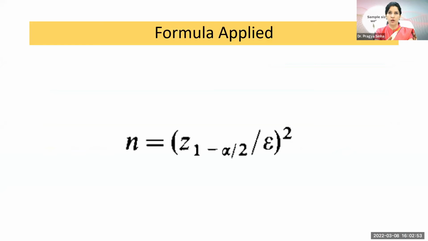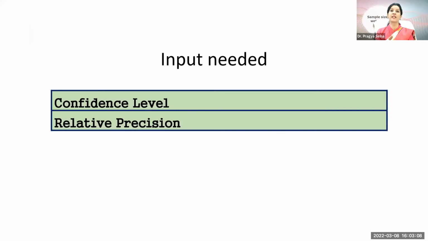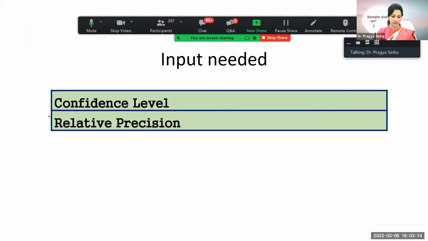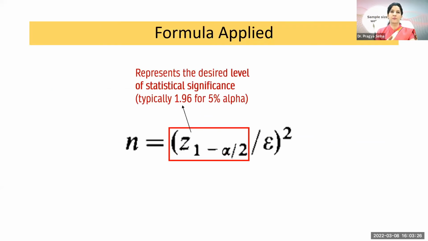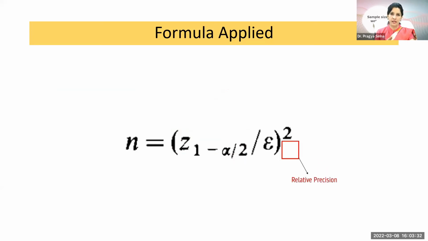It is only a modification of the Cochran formula, where you assume P to be 50%, for a single proportion. So this is Z(1 minus alpha), which is 1.96, divided by the relative precision. Please be careful that we don't take absolute precision in this case, we take relative precision. So we take the confidence level and the relative precision. This represents the desired level of statistical significance, which is 1.96 at the 5% alpha. And then this is the relative precision.